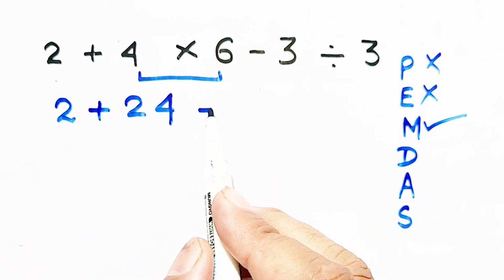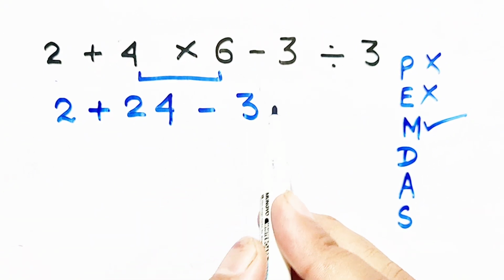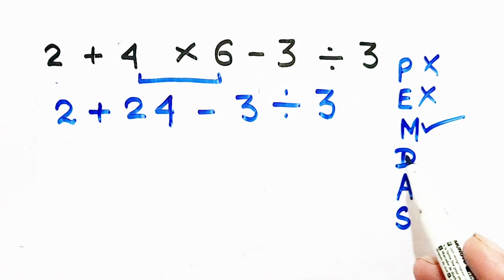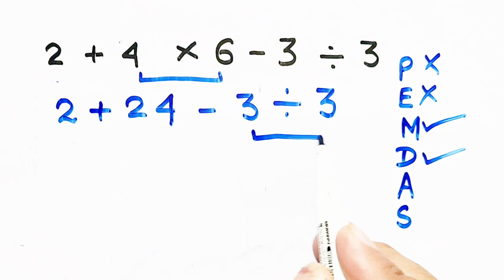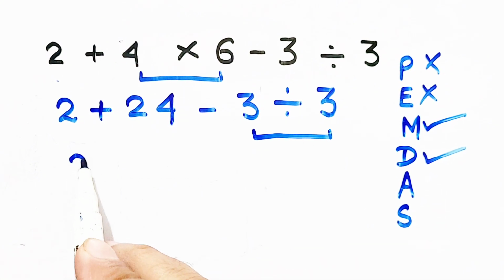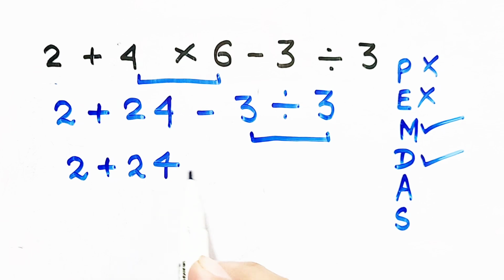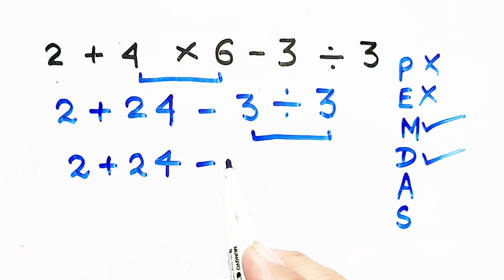minus 3 divided by 3, that will be taken as it is. Now division is there between 3 and 3. So we will get 2 plus 24 minus, it will become 1 after division.